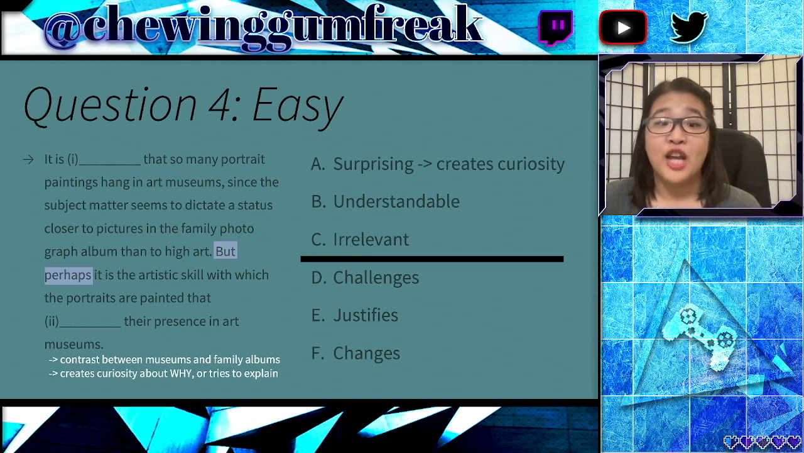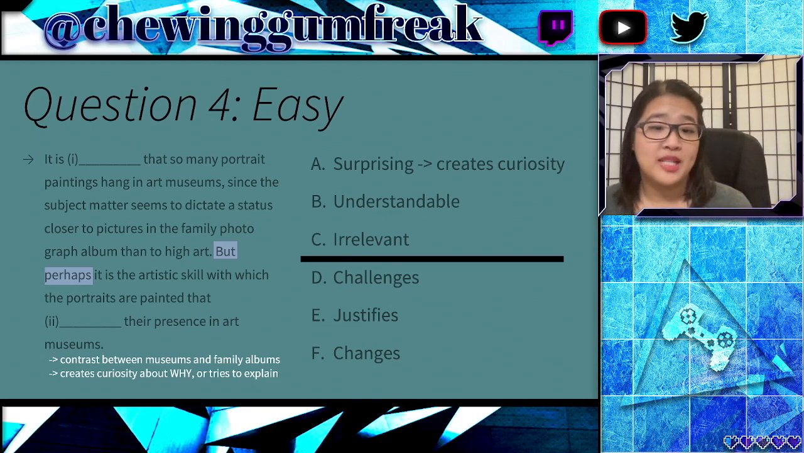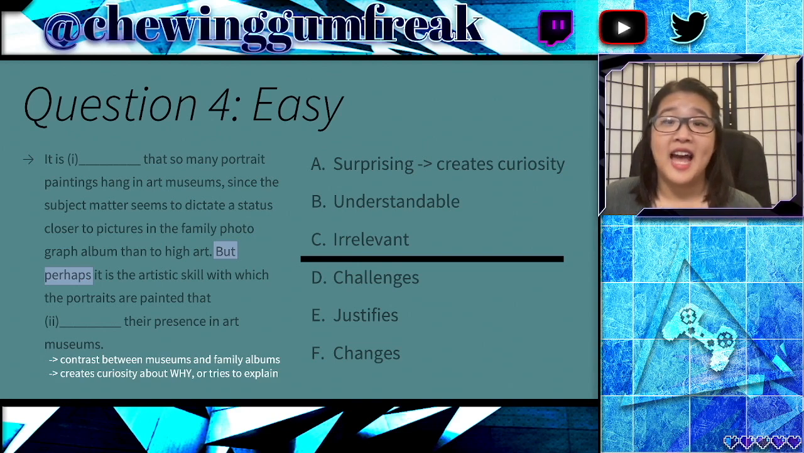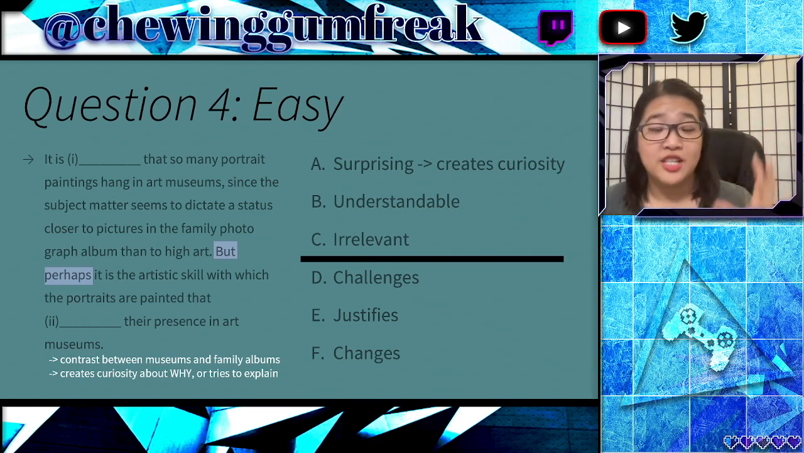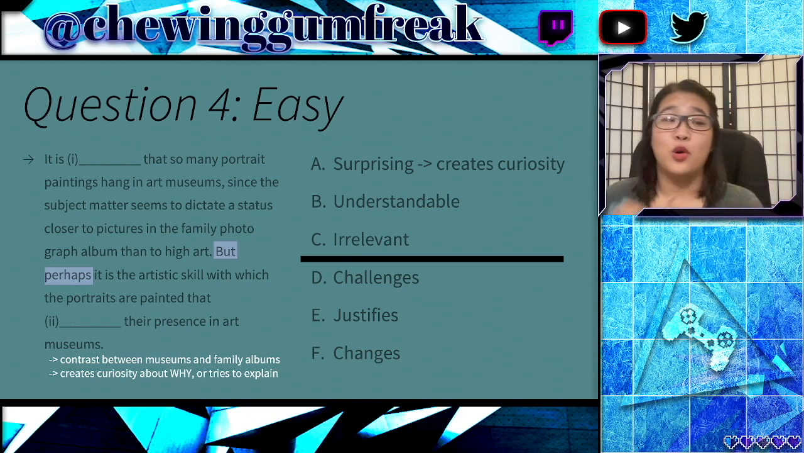The first one is challenges. So artistic skill challenges the portrait's presence in art museums. This doesn't really make sense because the idea is that in art museums, you have art that is very skilled. It's a way to show off this artistic skill. Challenges is saying the artistic skill makes it so that the portraits shouldn't be in art museums. And logically, that just doesn't make sense. And it goes against what was discussed in the previous sentence as well.